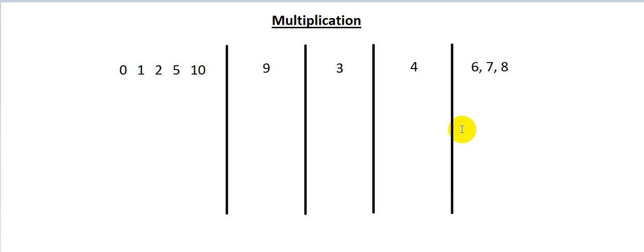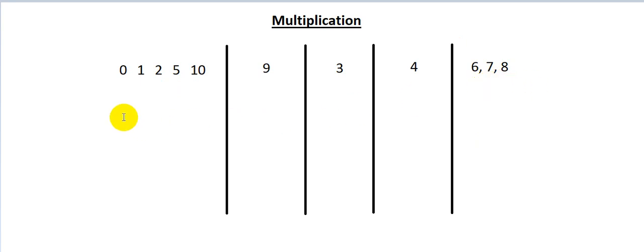Hello everyone. In today's lesson we are going to be reviewing our multiplication, and I have separated the numbers with which we have learned how to do multiplication into categories based on how easy or hard they are to do multiplication with. So on the far left we have the easiest numbers to do multiplication with, whereas on the far right we have the hardest numbers to do multiplication with.